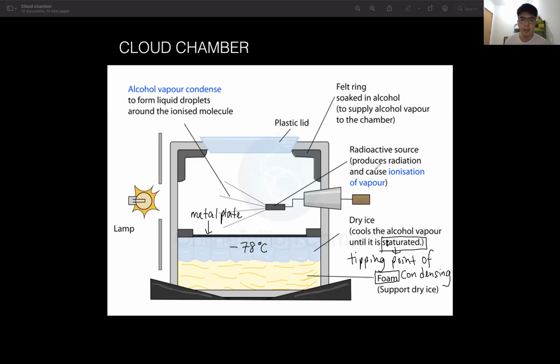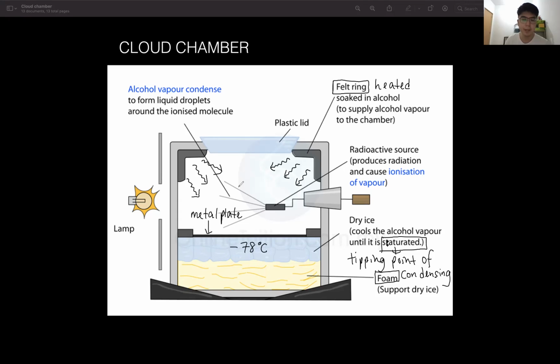So what is saturated here? You see the felt ring on top. This felt ring, what is this? This felt ring is soaked in alcohol. It is first dipped in alcohol, and the reason for doing that is because we want to supply alcohol vapor to the chamber. The felt ring is heated on top so that the alcohol vapor can come out and be supplied into the chamber. Same for this one, the felt ring. Alcohol vapor, alcohol gas, is supplied.